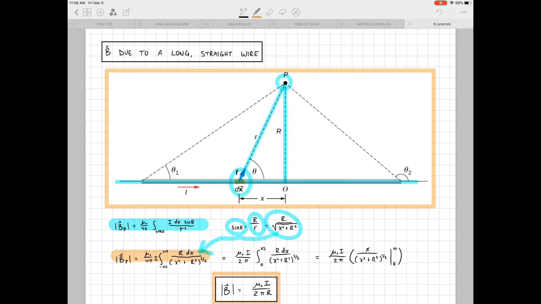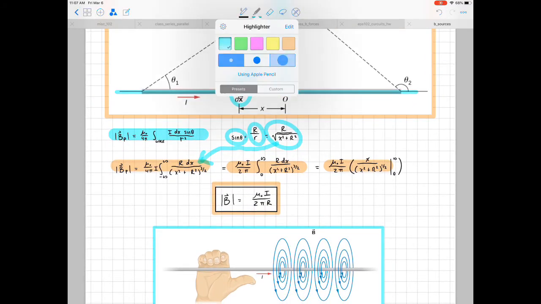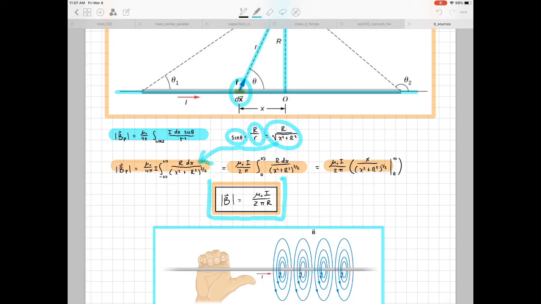And so one thing that the book mentions, and this is a pretty common thing to do, is that since this problem is symmetric, integrating from minus infinity to infinity is the same thing as integrating from 0 to infinity and then just multiplying by 2 afterwards. So what I've done here is I've multiplied by 2 and then changed the bounds. And so instead of mu naught I over 4 pi, I have 2 pi in the denominator, and I'm only doing half of the integral. And so the integral is equal to this, and then evaluating at the bounds, you get this expression for the B field, a distance r away from a long, straight, current-carrying wire.